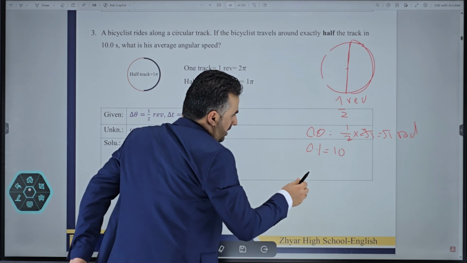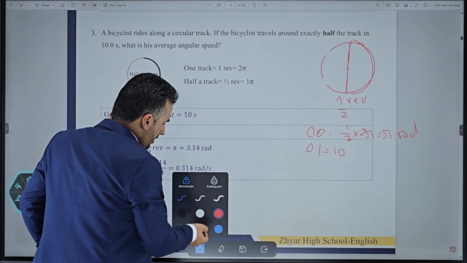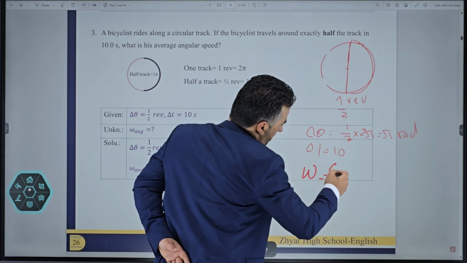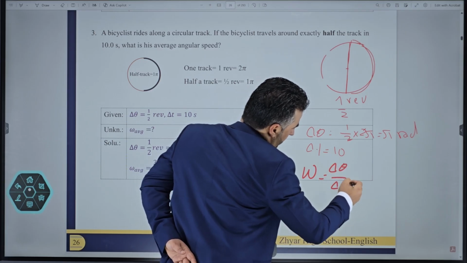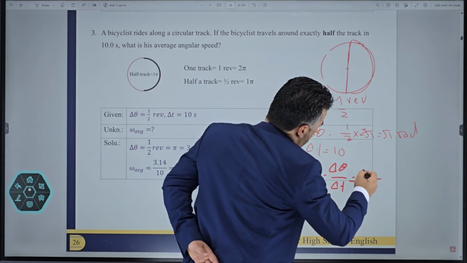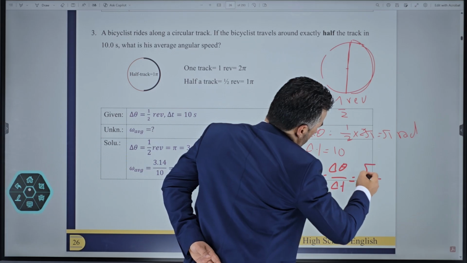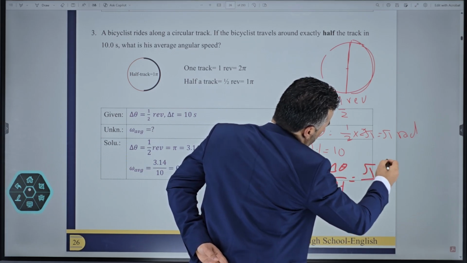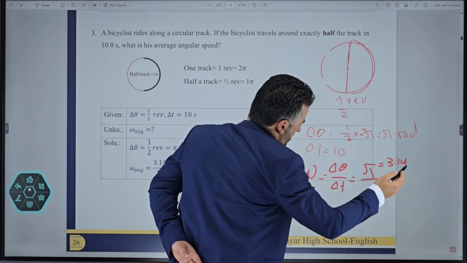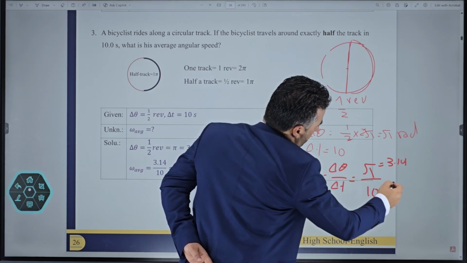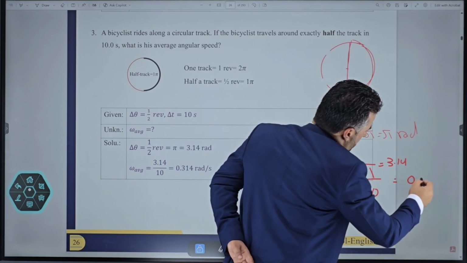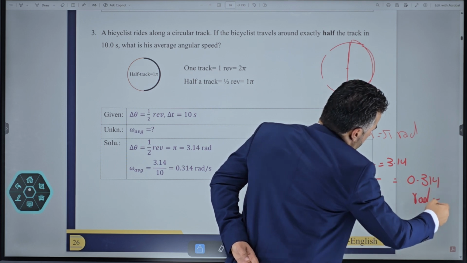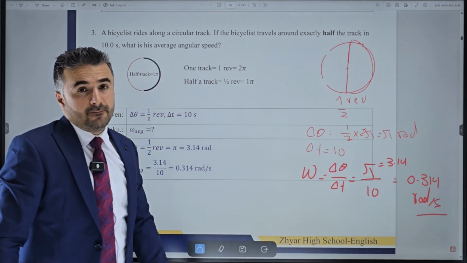So what is the average angular speed? We know that average angular speed, you can just say omega, is equal to delta theta over delta t. So that is, we can say just pi, all right? If you like, you can use 3.14, that is also fine, divided by 10. That is going to be equal to 0.314 radian per second. This is the angular speed in here.